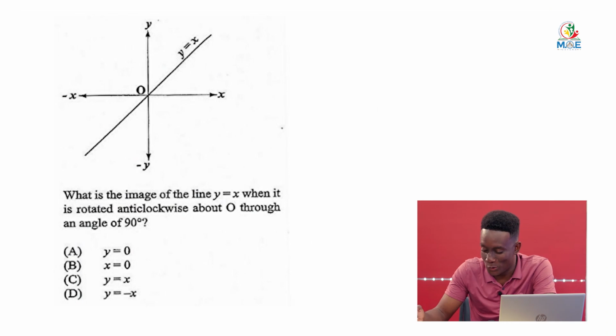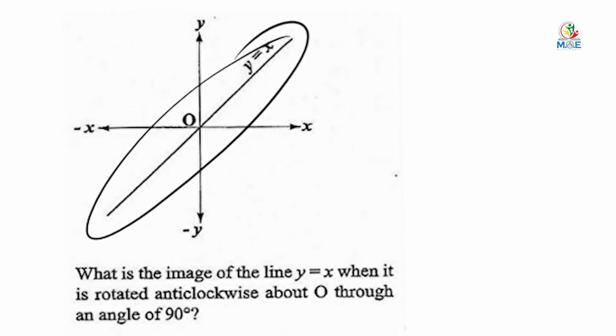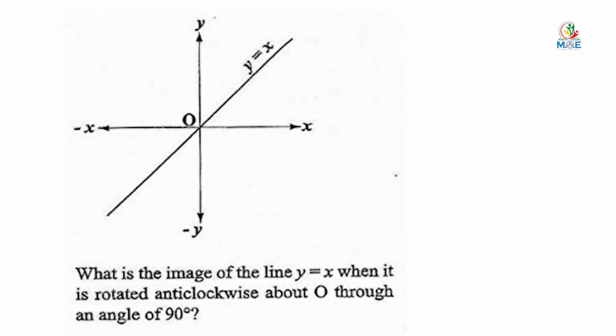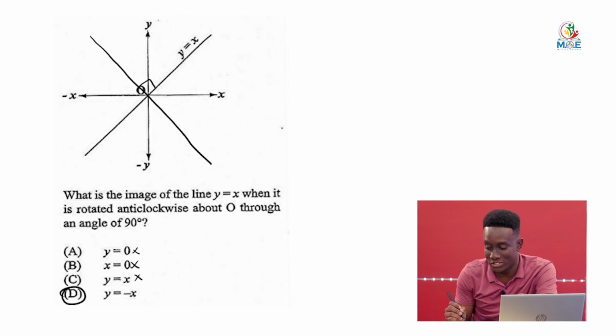The next one says, what is the image of the line y equal x when it is rotated anti-clockwise about the origin through an angle of 90 degrees? So they want the image of this line when it's rotated 90 degrees. 90 degrees would be something like this. So we see this line will definitely not be y equals 0, definitely not y equal x. Definitely cannot be the same line. So the answer, by virtue of elimination, is D, y equal -x.